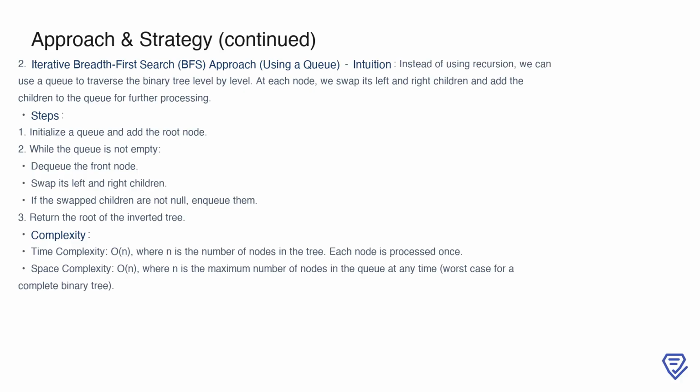The time complexity remains O(n), as each node is processed once. The space complexity, however, is O(n) in the worst case, which occurs when the tree is a complete binary tree, and the maximum number of nodes at any level is stored in the queue.